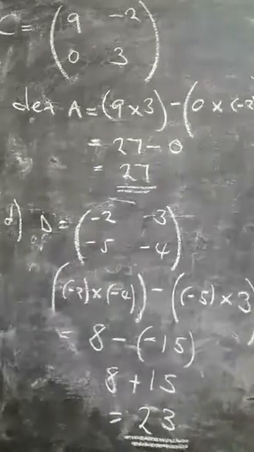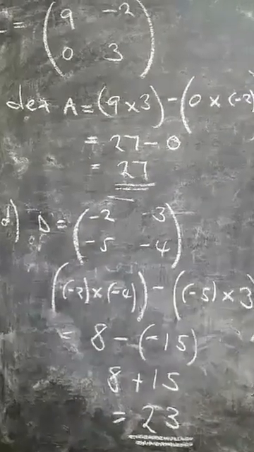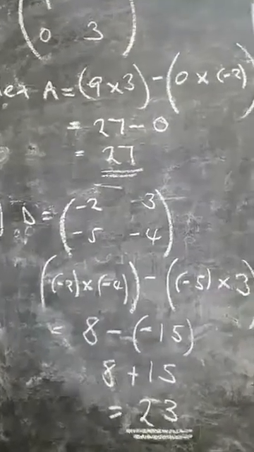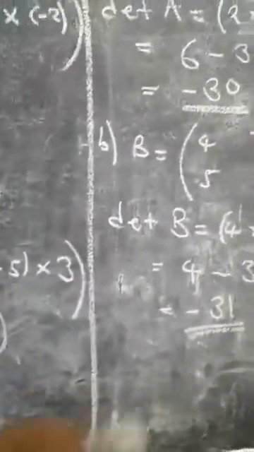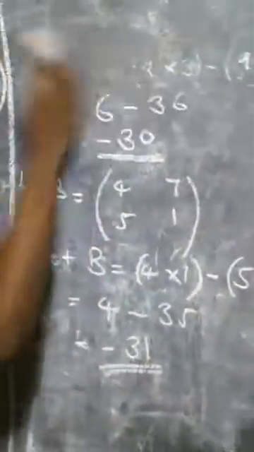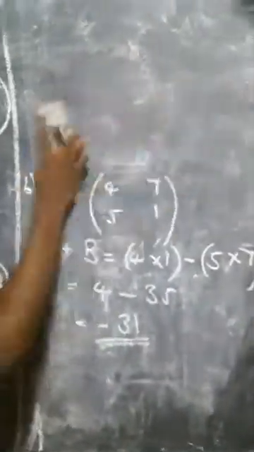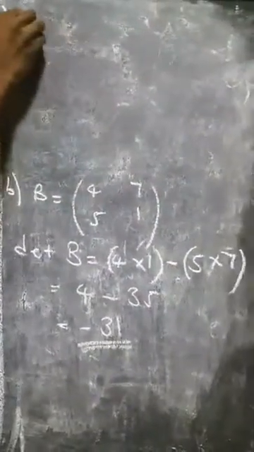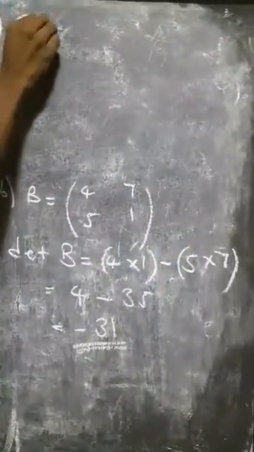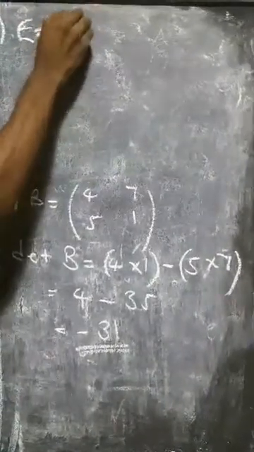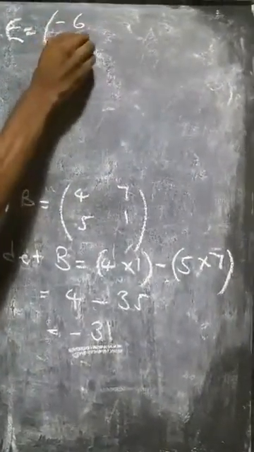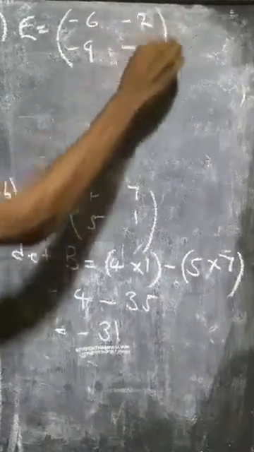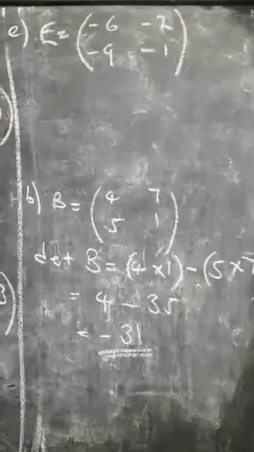So let's solve the last example on this, then we can go to the next question. So we go to E. E is equal to negative 6, negative 9, negative 2, negative 1. So all of them are negative.